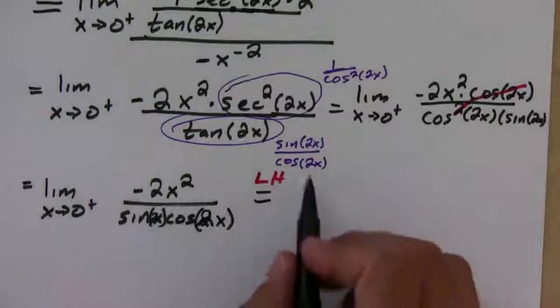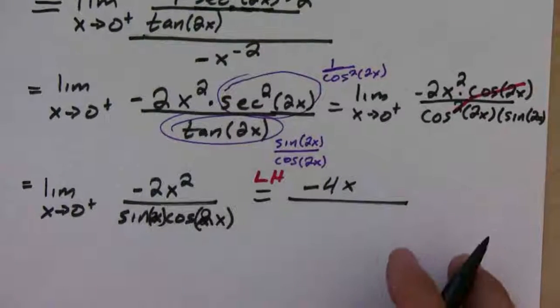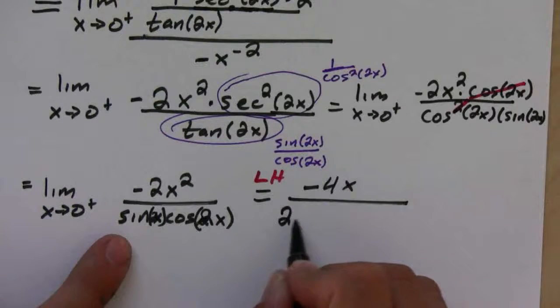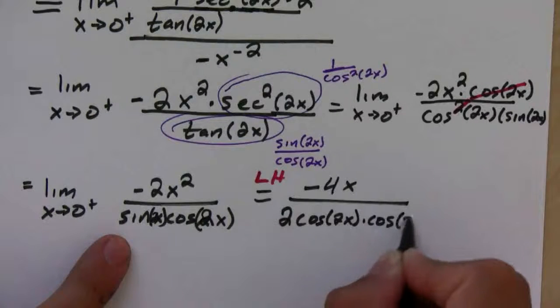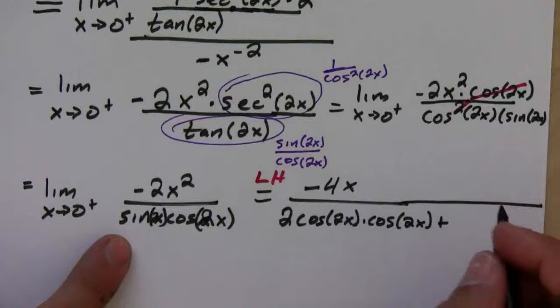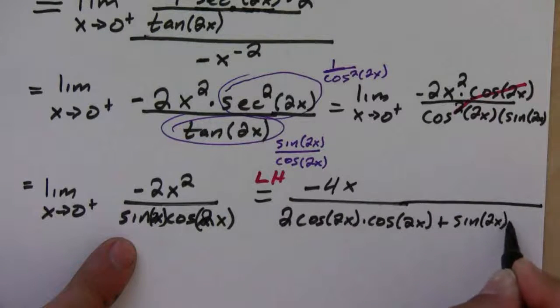So the derivative of the top this time is negative 4x over, here I have to use the product rule, so I'm going to have 2 cosine of 2x times cosine of 2x plus sine of 2x times negative 2 sine of 2x.